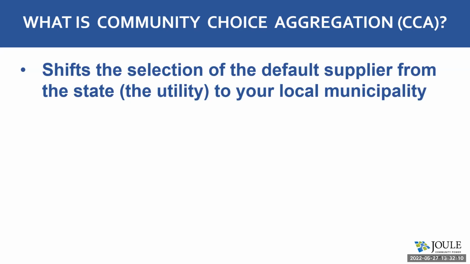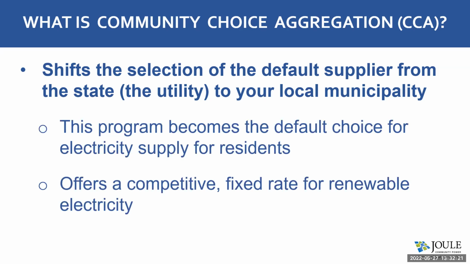So what it does is it shifts the selection of the default supplier from the state or the utility to your municipality, so to the town of Rush and to the town of Henrietta. This program becomes the new default choice for electricity supply for residents. Just like when you created your National Grid or RG&E account, you were placed into their default supply program with a variable rate and partially fossil fueled product, you'd now be placed into the community's program, which offers a competitive fixed rate for New York State renewable electricity. So that's what this program changes.